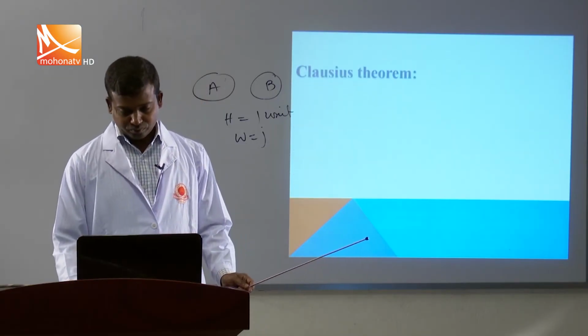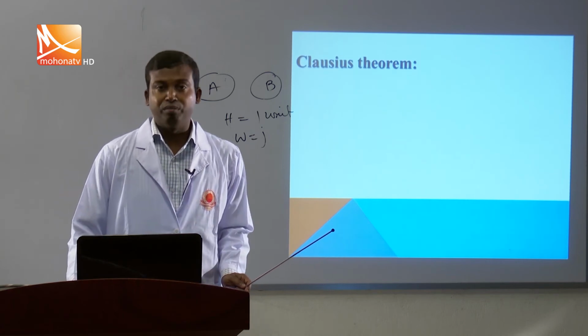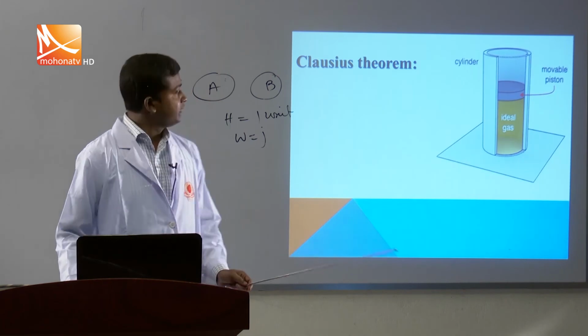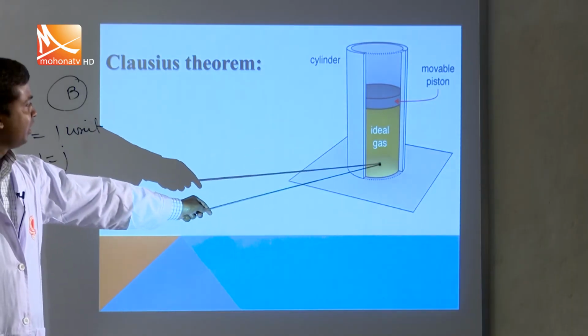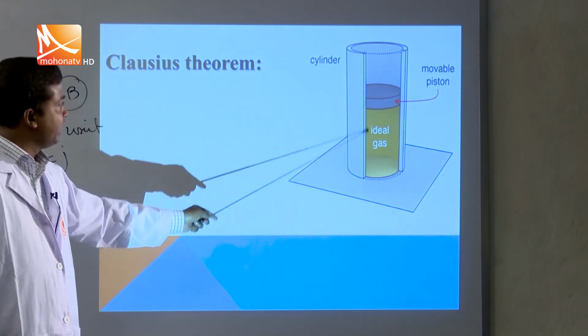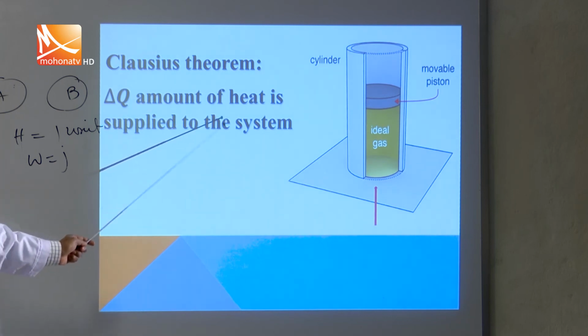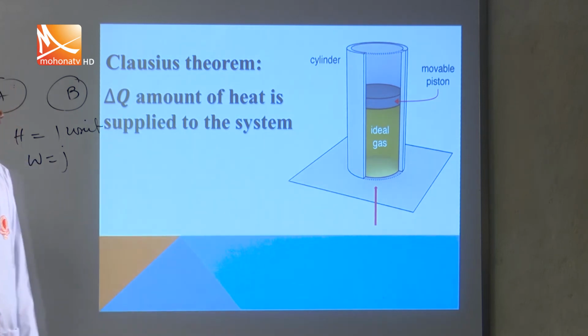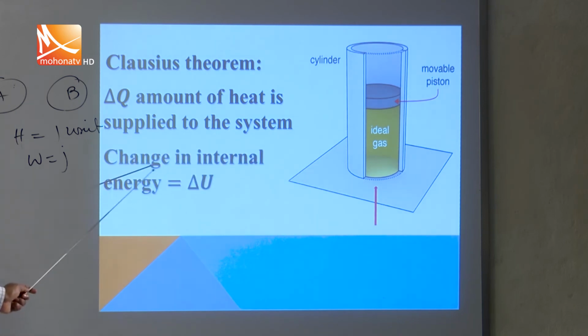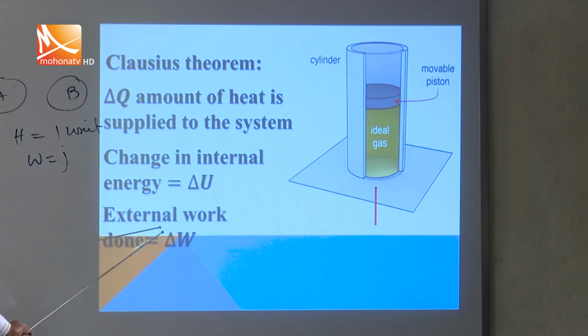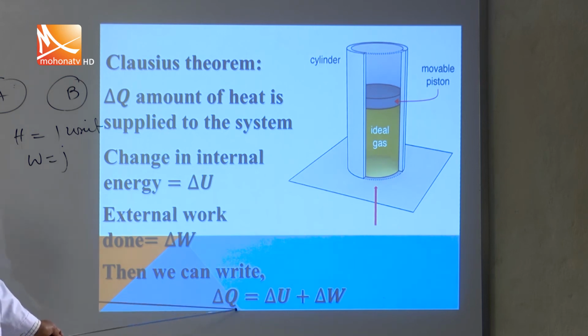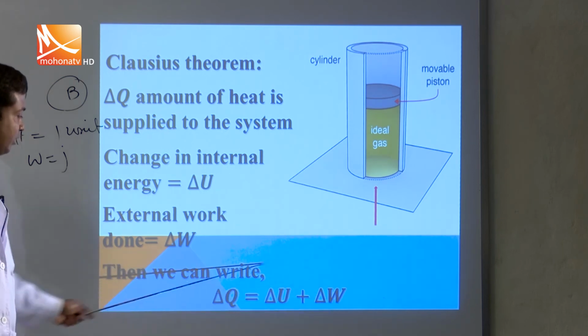So, now another formula, another theorem about the first law of thermodynamics. This is a system, the system is considered as a cylinder that contains an ideal gas with a movable piston. So, if you supply some amount of heat dQ on this system along this way, then you will see that the internal energy of the gas will be increased by dU, and then it does some external work, that is dW. And if you perform this accurately, then you will see that they follow this relation, that is del Q equals del U plus del W. So, this is the first law of thermodynamics.